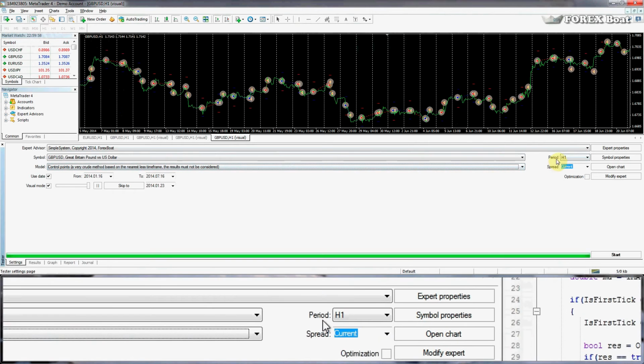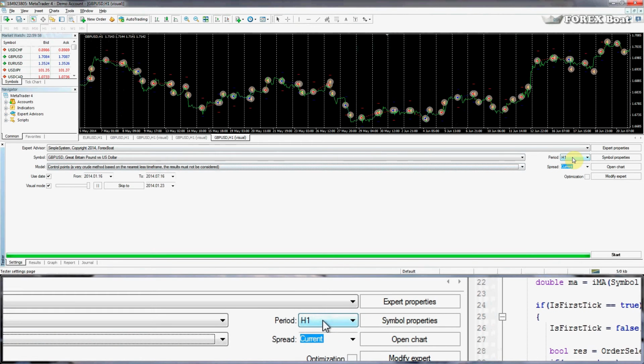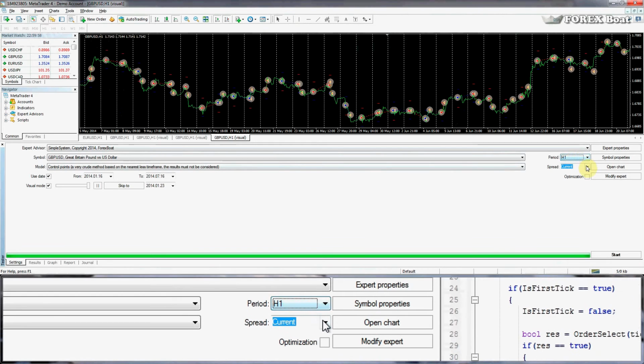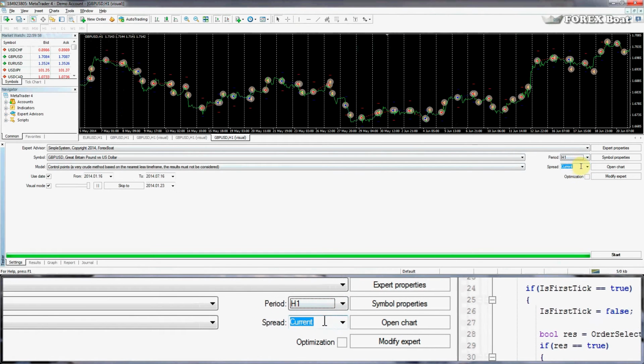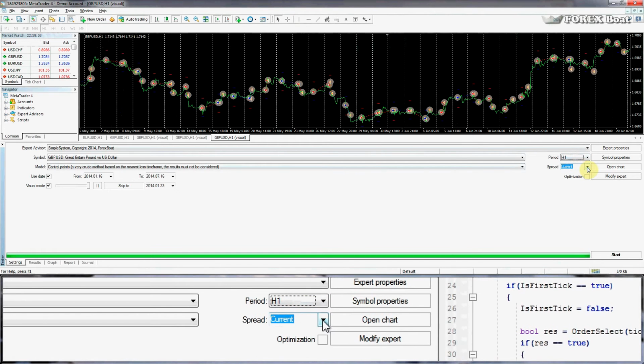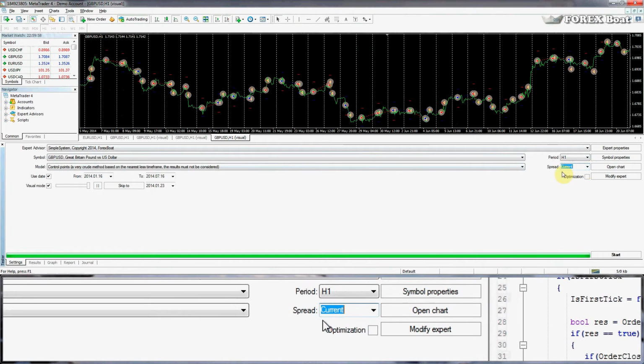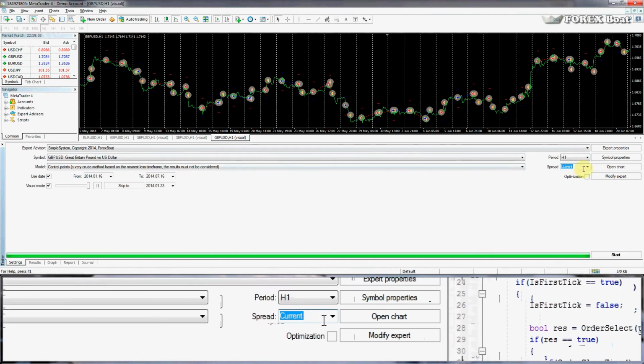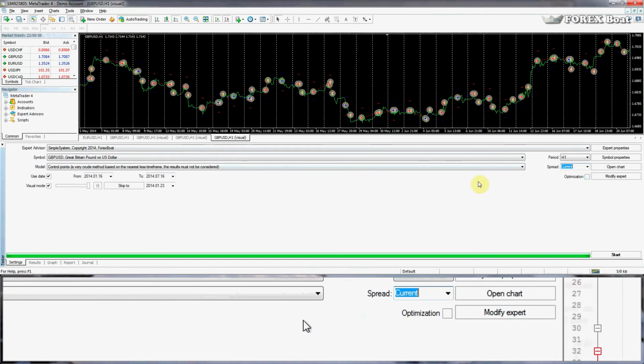Then on the right here we have period, which is the period of the chart you want to use, and this is important because we were developing our system for the 1 hour chart. We're going to be using the H1 period. Spread current, check with your broker what their average spread is, and you can set it here if you want, or you can just use the current spread that they have on the market. Optimization, for now we'll just keep that off.